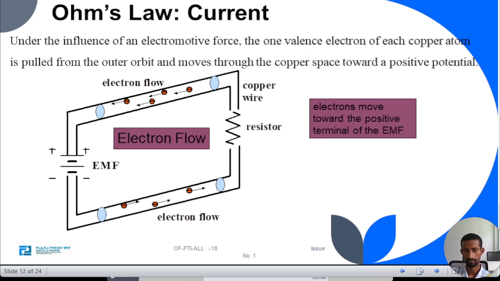What is current? According to Ohm's law, what is current? Under the influence of an electromotive force, the one valence electron of each copper atom is pulled from the outer orbit and moves through the copper space towards a positive potential. If you have a potential difference here, the positive charges will come to the negative terminal and the electrons move to the positive terminal. So electrons move towards the positive terminal of the electromotive force.